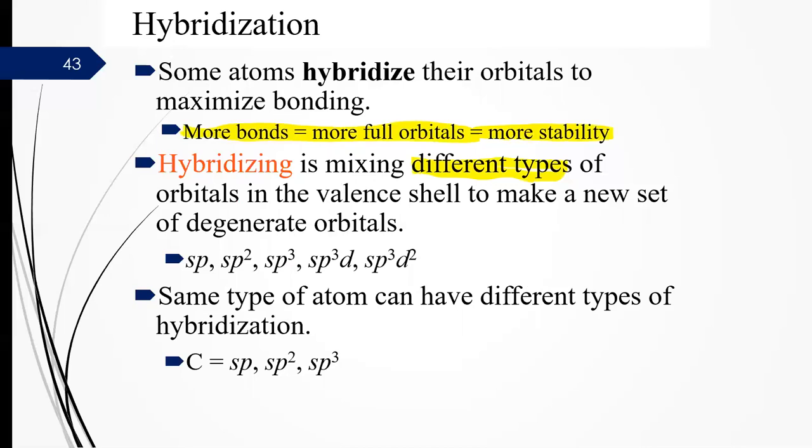to make new ones. So this is a mix of an s and a p. This is a mix of an s and 2 p's, right? On and on. Now, the same type of atom can have different types of hybridization. It depends on its bonding.